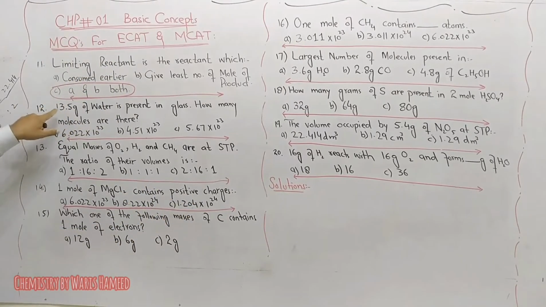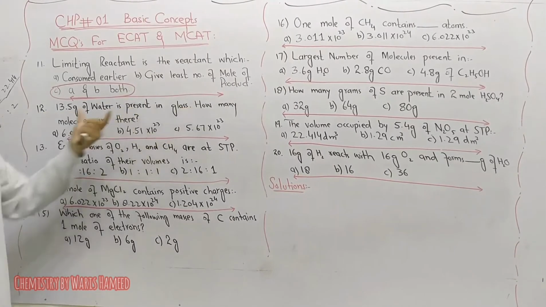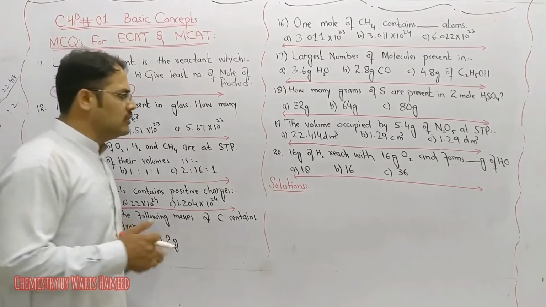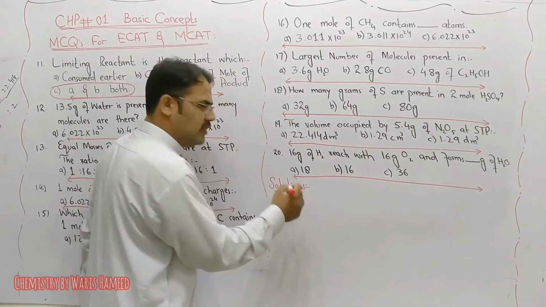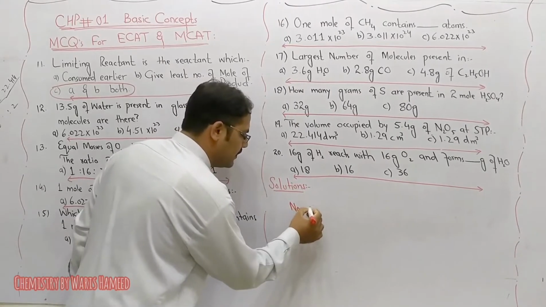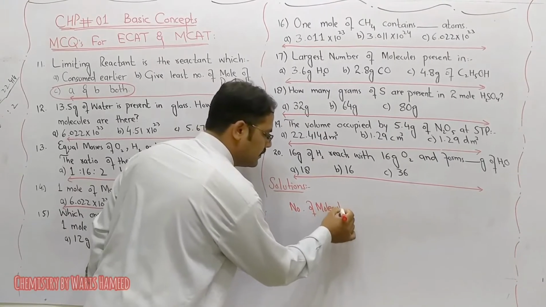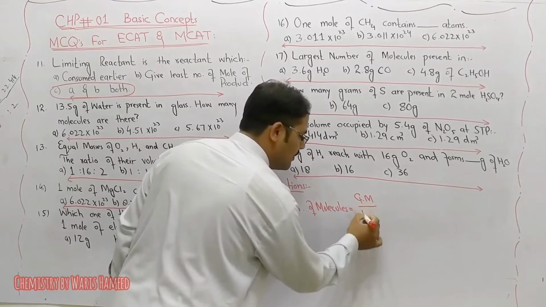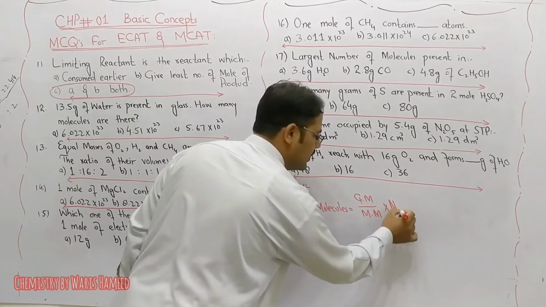The next MCQ: 13.5 gram of water is present in a glass. How many molecules are there? We have to calculate the number of molecules. I have mentioned earlier that the number of molecules is equal to given mass over molar mass, multiplied by Na, Avogadro's number.